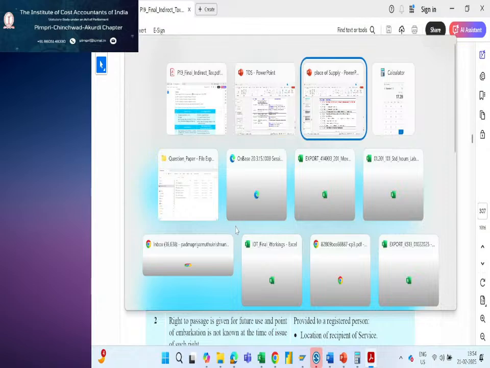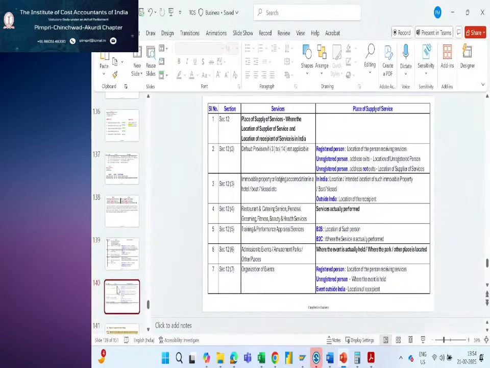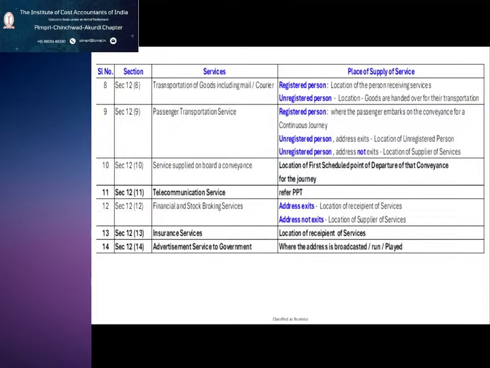So next one is subsection 9, which is passenger transportation service. We'll see in elaborate what is passenger transportation service related to, and then again with the three classifications: if he is a registered person, if he is an unregistered person, if the address exists in the records, if the address does not exist in the records. So we should always remember these three things.